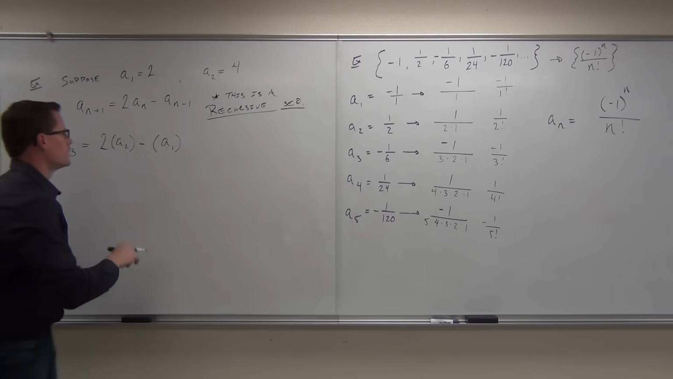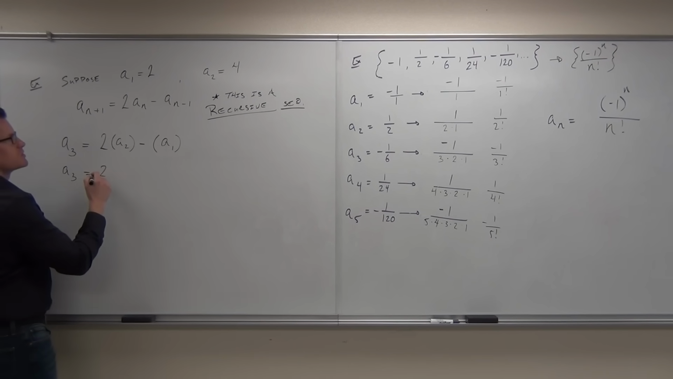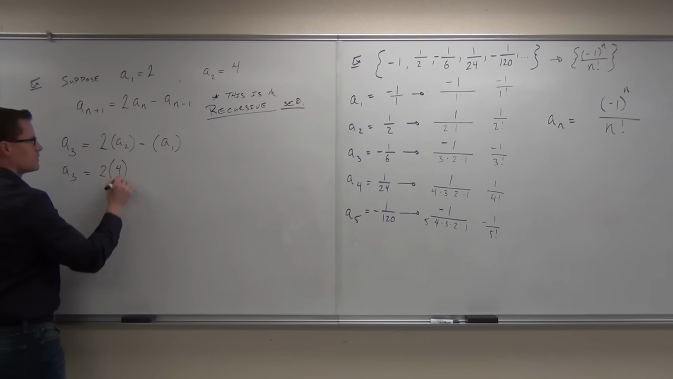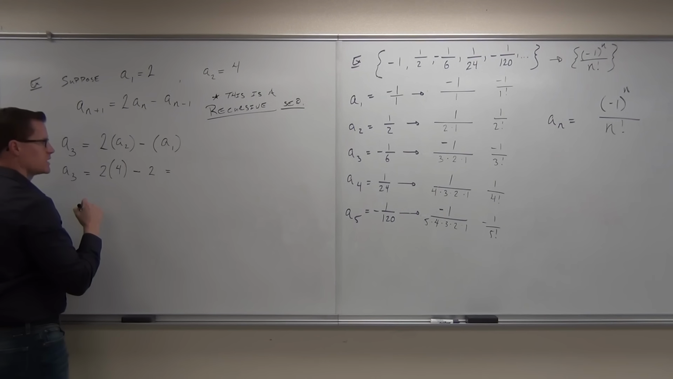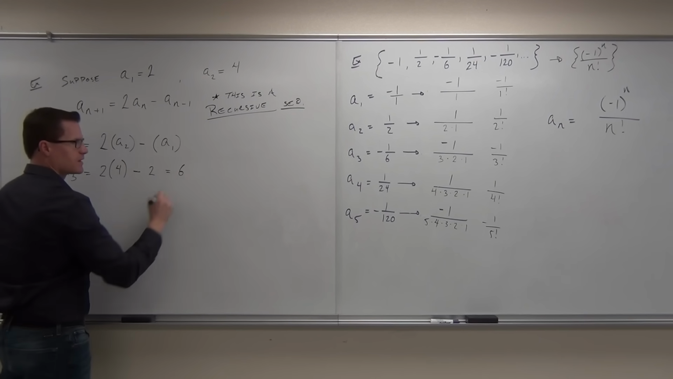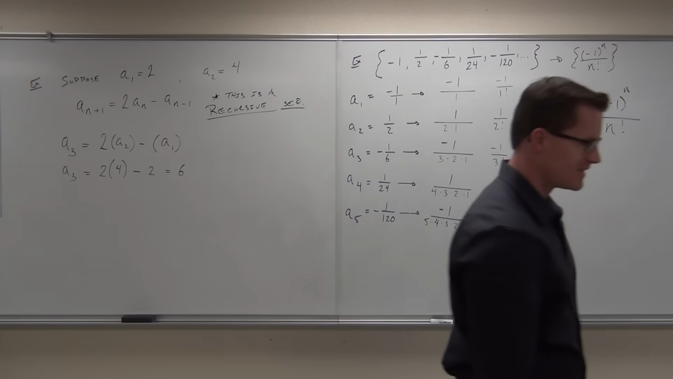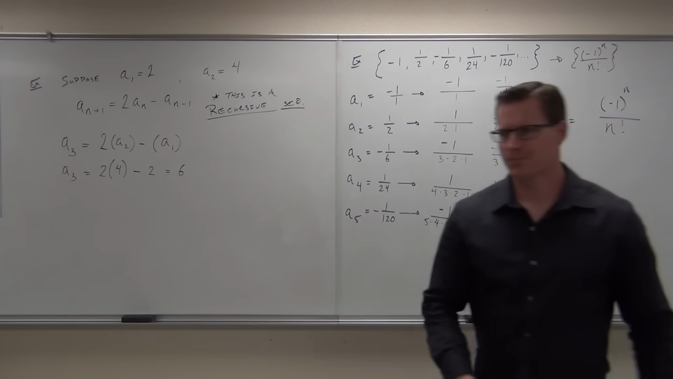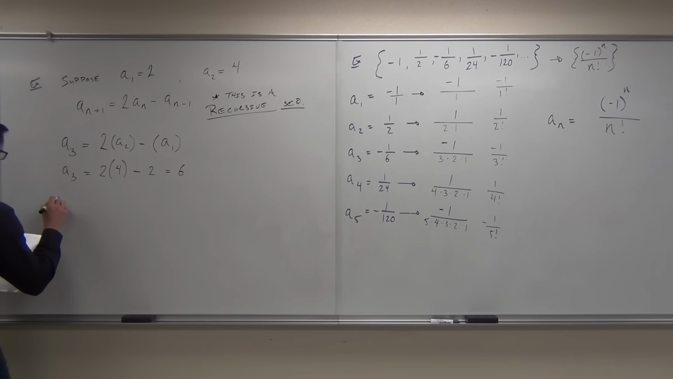Let's find them. So a sub 3, therefore, would be 2 times, what's a sub 2? 4. Minus, what's a sub 1? 2. Which means that a sub 3 is 6. Oh, look at that. It didn't turn out to be 6. How about that? Interesting. Let's find 2 more. I'll do 1 more with you. I'll have you do 1 of your own. A sub 4.